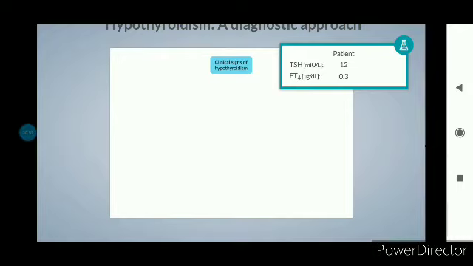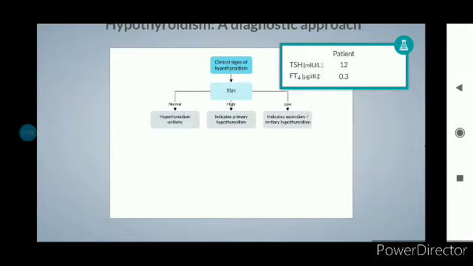Let's take a close look at how to interpret thyroid function tests. The first marker used to assess thyroid function is TSH, thyroid stimulating hormone. If the TSH level is normal, hypothyroidism is unlikely. On the other hand, a high TSH indicates primary hypothyroidism, whereas a low TSH indicates secondary or tertiary hypothyroidism.